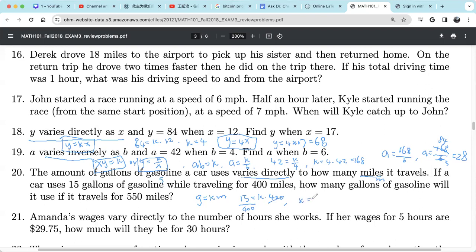So K equals 15 divided by 100. Let's divide by 5, we get 3. Divide by 5, we get 80. So K equals 3/80.